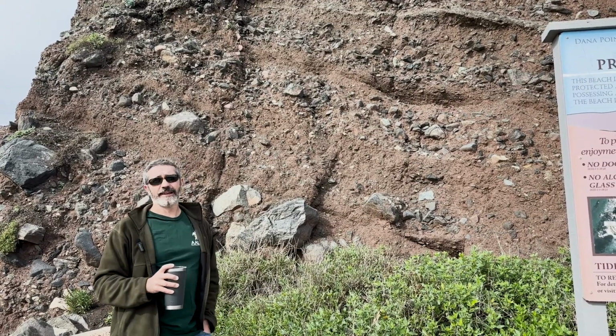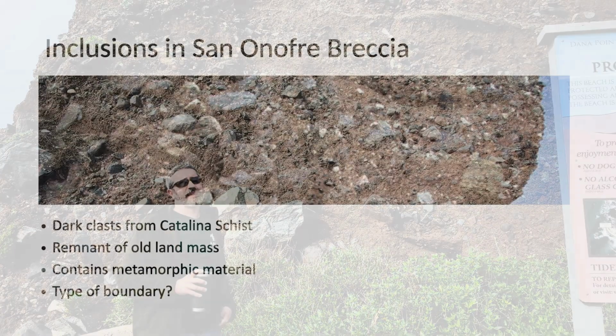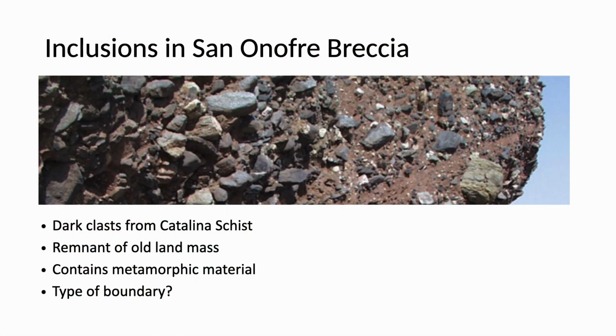This is a rock called the Catalina schist, and schist is actually a metamorphic rock. This was likely made up of a landmass that was probably offshore at some point, eroded down, and then became those inclusions that you see within the breccia.